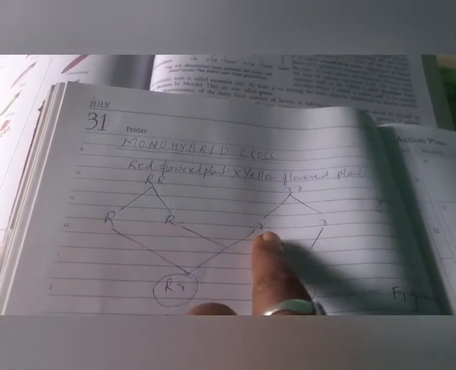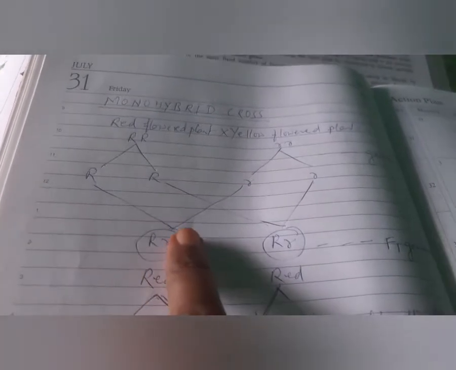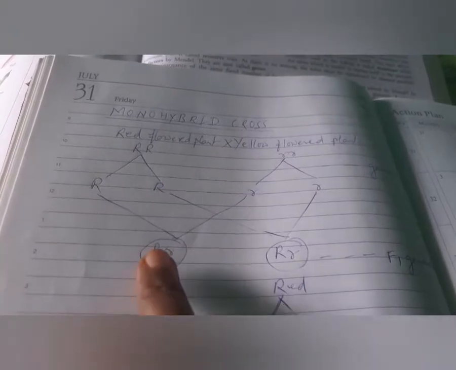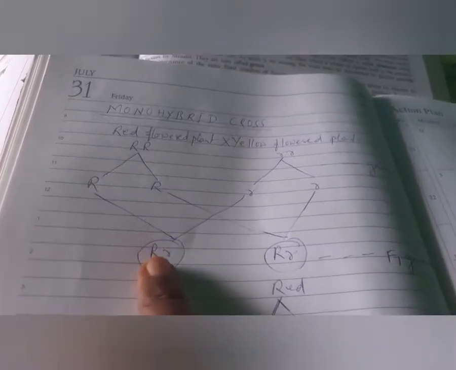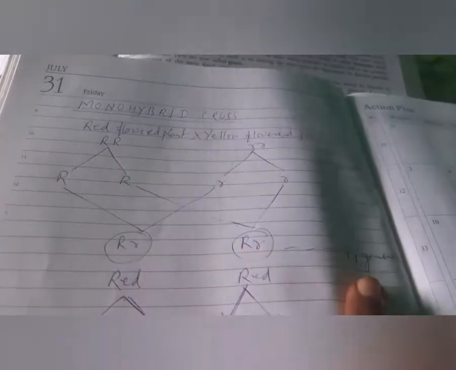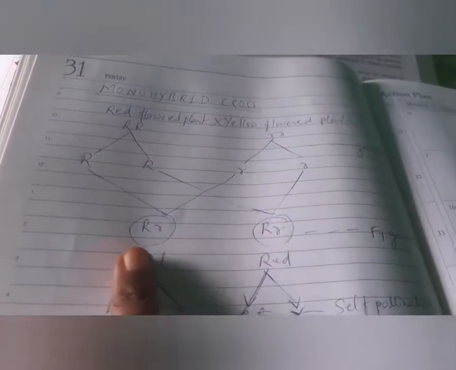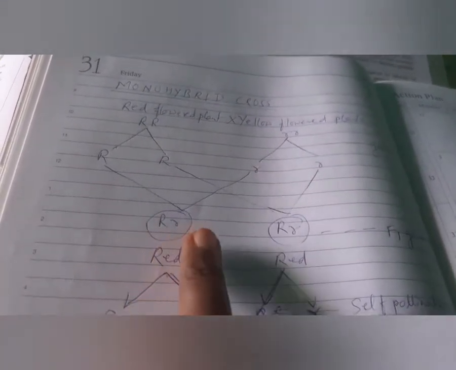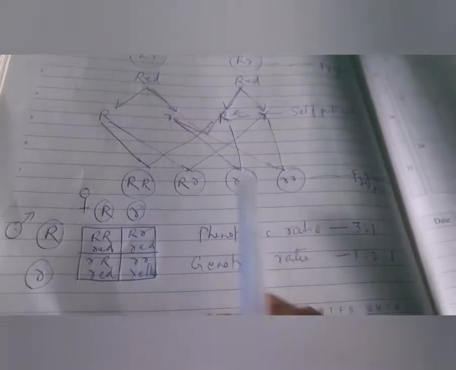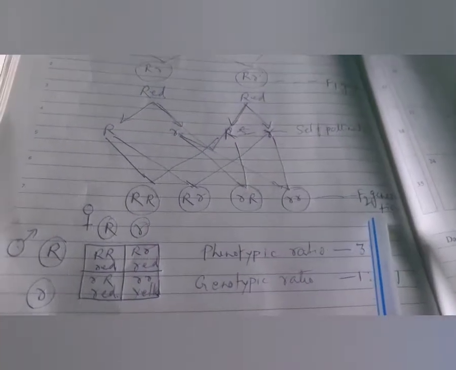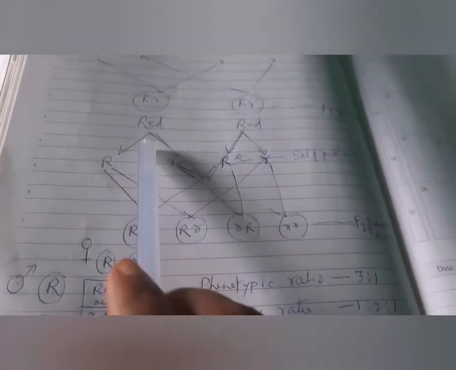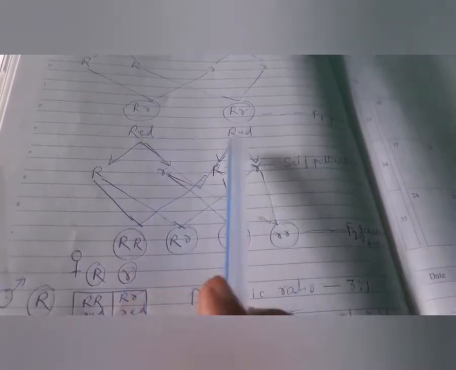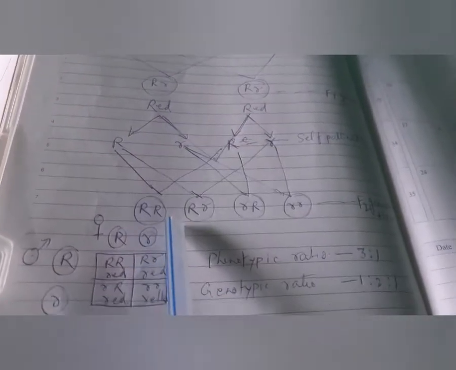When this R and this r fertilize together, they form Rr, the individual with red color, and the genetic makeup is capital R small r in the F1 generation. Its phenotype is red because red color is dominant over yellow color. Okay, and in the second filial generation, that is the F2 generation, when both the hybrids are self-pollinated with each other, then what do we get?